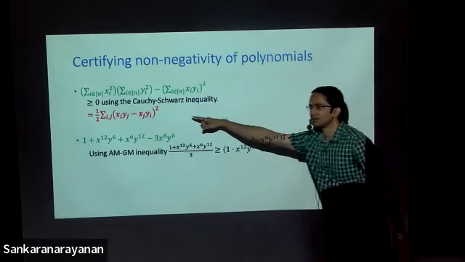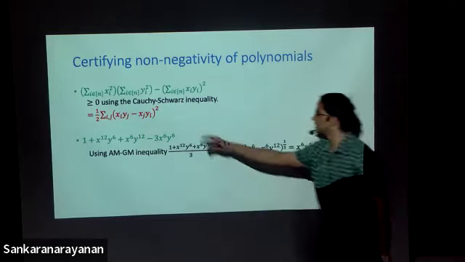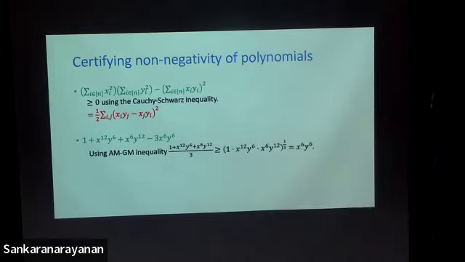This term is exactly equal to this term over here. And what is this now? This is also a sum of squares. So (x_i y_j minus x_j y_i) squared, each of them is a square, so it's a non-negative term. And you're summing them over all pairs, so it's again a sum of squares of polynomials. So this is also non-negative.